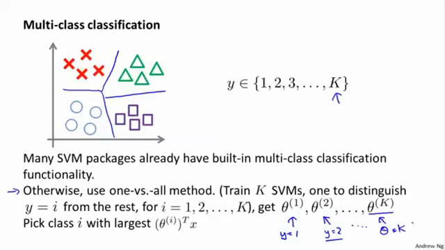And lastly, this is exactly the same as the one versus all method we have for logistic regression, really. You just predict the class i with the largest theta i transpose x. So that's multi-class classification with SVMs. But the more common case is that there's a reasonable chance that whatever software package you use will already have built-in multi-class classification functionality, and so you don't even need to worry about this yourself.